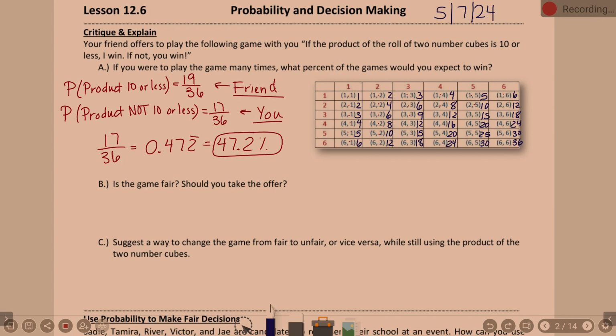You have how many ways to win? 17. Your friend has 19. Your friend has more ways to win than you. All these different things that we've said are good, but the game is not fair. If the game is fair, there's going to be equal chances for both of you. We'll talk about how that relates to expected value in a moment, but on my paper I have you only have 17 ways to win, but your friend has 19.